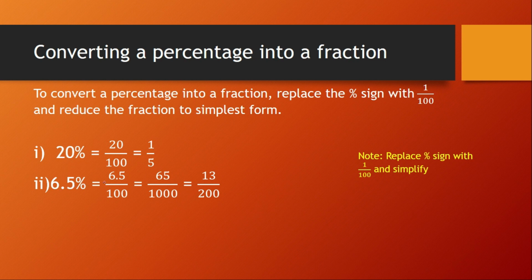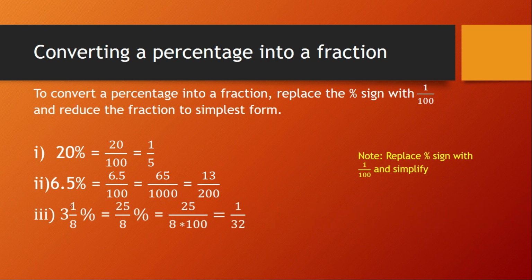6.5% can be written as 6.5 by 100 or 65 by 1000, or we can write it as 13 by 200 after changing it to simplest form. 3 whole 1 by 8%, or it is written as 25 by 8%, or 25 by 8 into 100, 1 by 32. 135% can be written as 135 by 100. After reducing, we can write it as 27 by 20, and in mixed form we can write it as 1 whole 7 by 20.